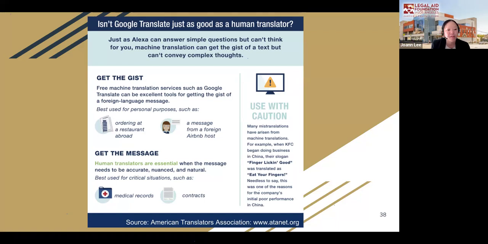And so many experts in the field have cautioned against using these automated tools without human review. Here is a message from the American Translators Association, with what I thought was a fitting analogy with Alexa. So perhaps you can use it for inconsequential interactions, but not for medical or legal interactions. Sometimes Alexa can answer your question quite accurately, and other times it's way off and completely nonsensical.